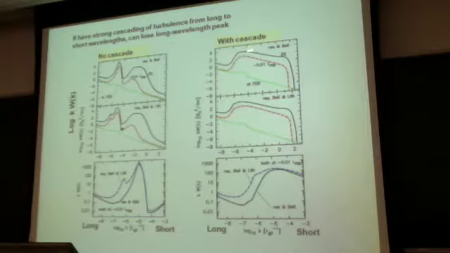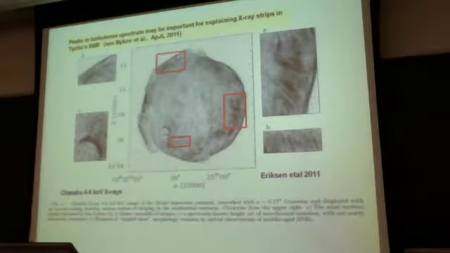And what we find is that when we have no cascade, where cascade means that you take the longest wavelength turbulence and it cascades into shorter wavelengths, so you have long wavelength turbulence here and it cascades into shorter wavelengths, then with cascade, you eliminate these peaks, which would be a problem for explaining these stripes in the Tycho Supernova.